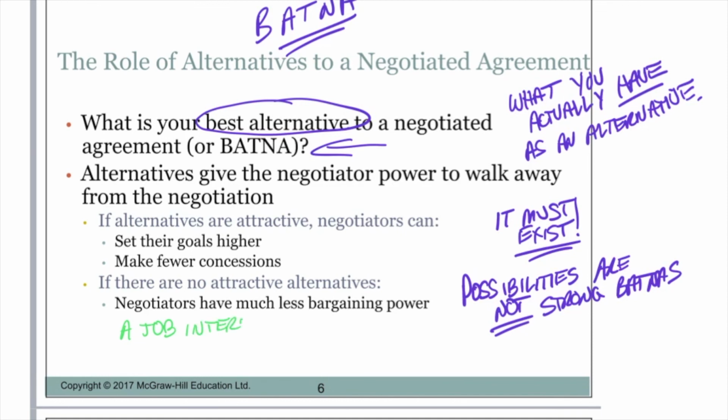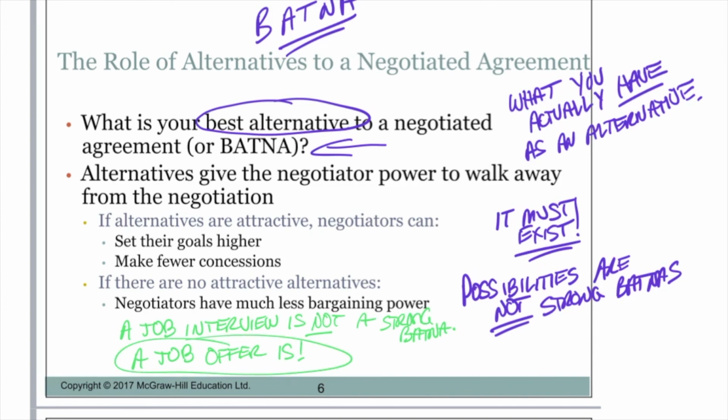So when your BATNA is strong, you can set your goals higher, you can make fewer concessions. And if you don't have a lot of alternatives, you're probably going to give in a little bit sooner. You might be a little reluctant. Overall, you do have less bargaining power. And this, by the way, doesn't mean you have to communicate that you have a BATNA to your opponent. To start with, it gives you that confidence that your opponent will pick up on.